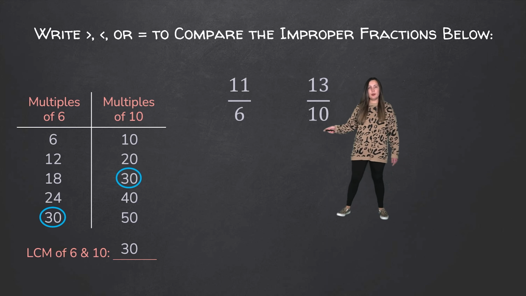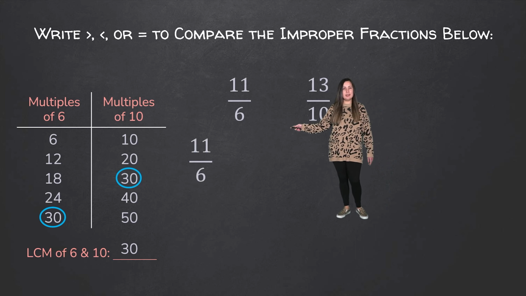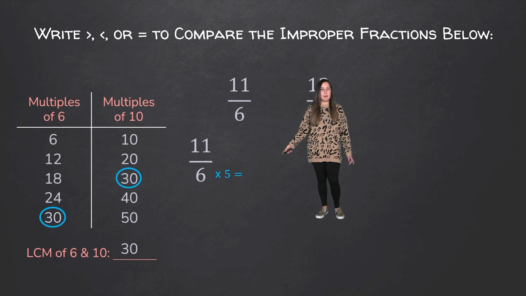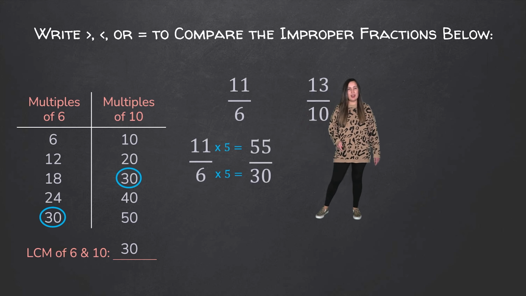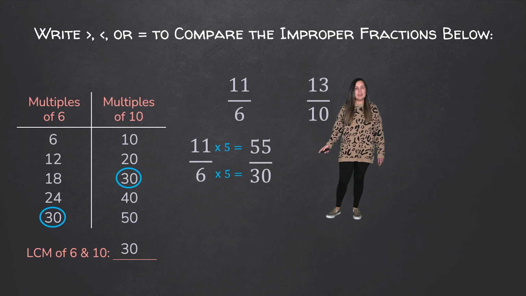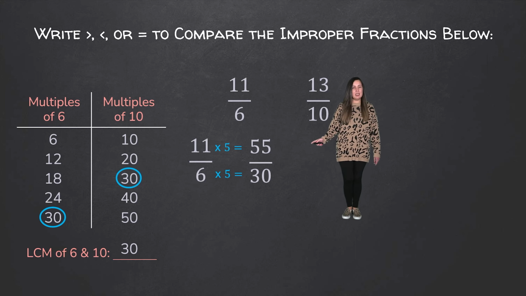So we're going to take 11 over 6 and rewrite this so that we have an equivalent fraction out of 30. In order to do that, we have to take our denominator, which is 6, and multiply it by 5. Whatever we do to the denominator, we have to do to the numerator. So 11 times 5 is equal to 55. 6 times 5 is equal to 30. So 11 over 6 is equal to 55 over 30.